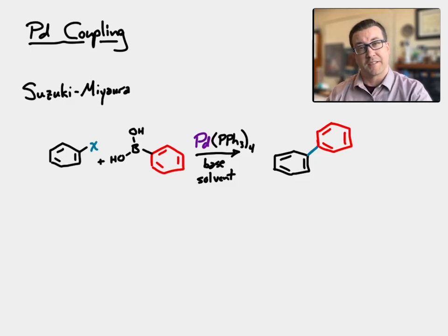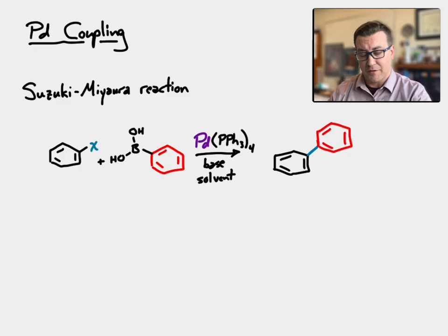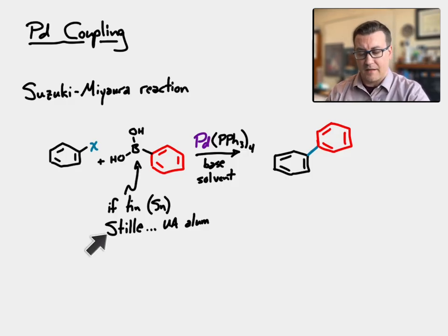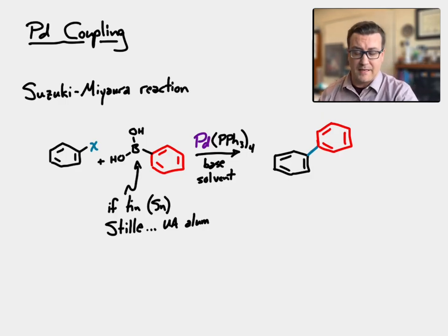This particular reaction is called the Suzuki-Miyaura reaction, or cross-coupling. Suzuki got the Nobel Prize for this. One of the fun facts for you Arizona students is that if this boron instead is a tin atom, this is called a Stille reaction, after Dr. Stille, who was a U of A alum. Unfortunately, he did not receive the Nobel Prize because he had passed away before the time that the Nobel Prize was offered.